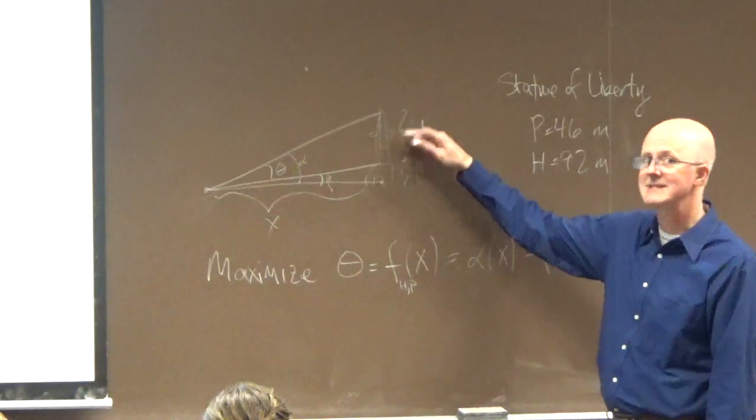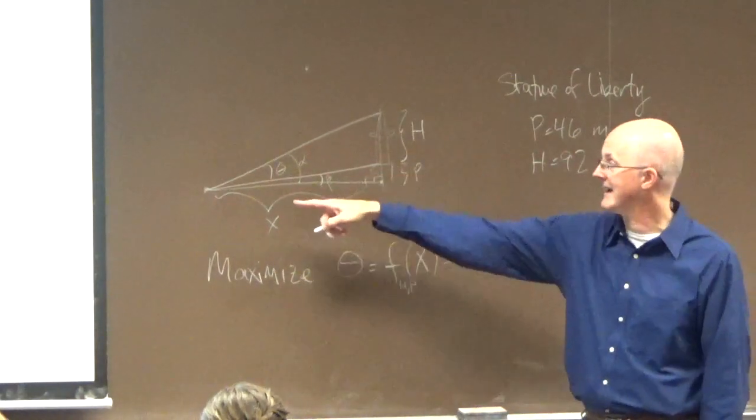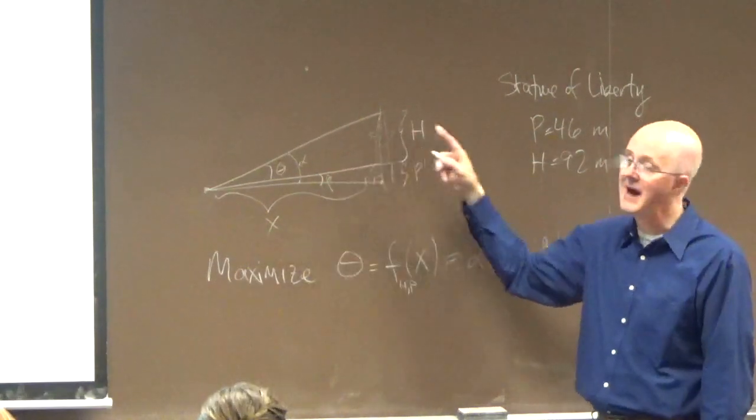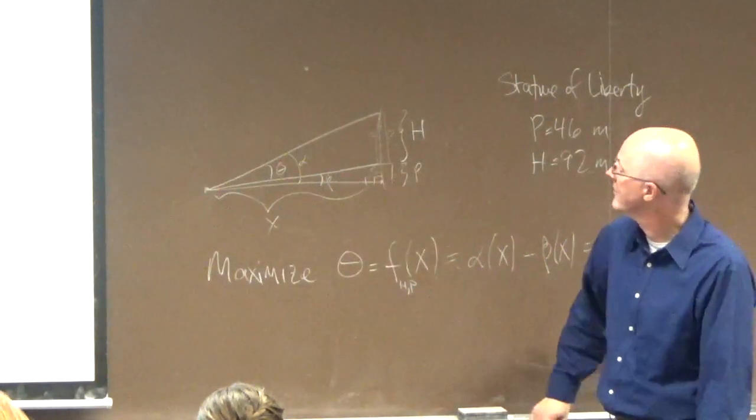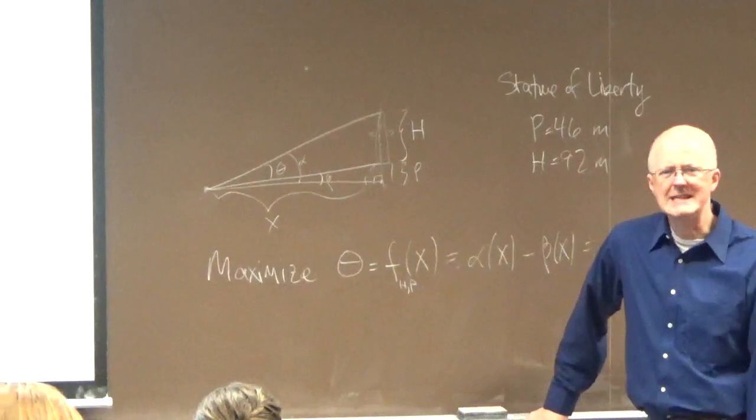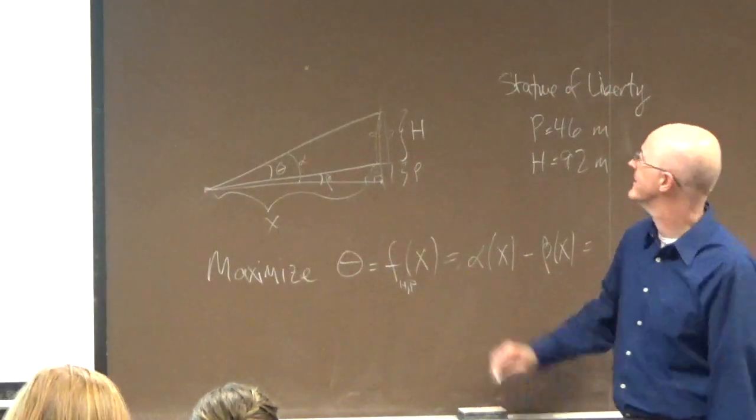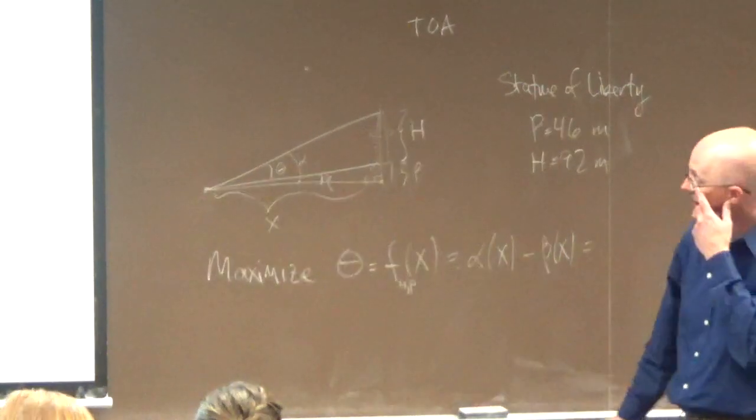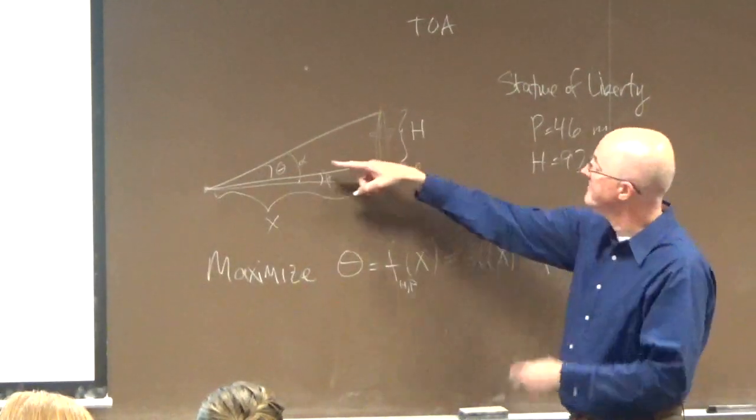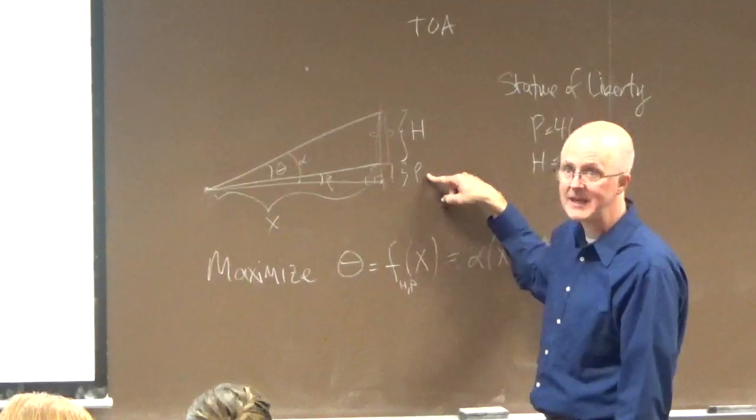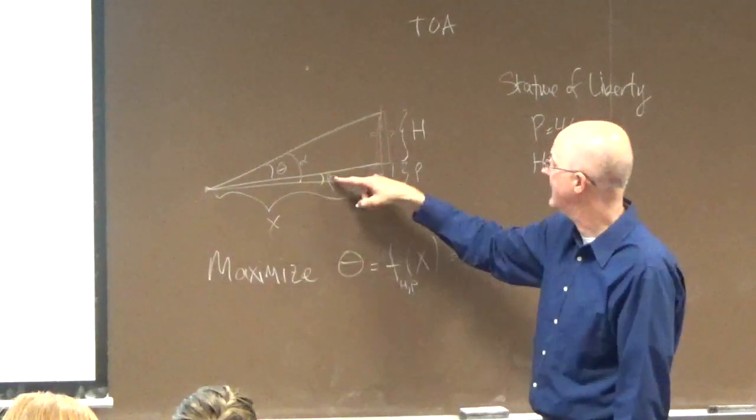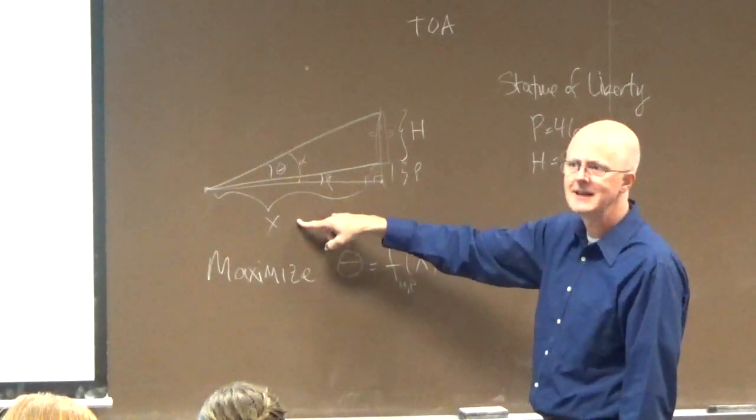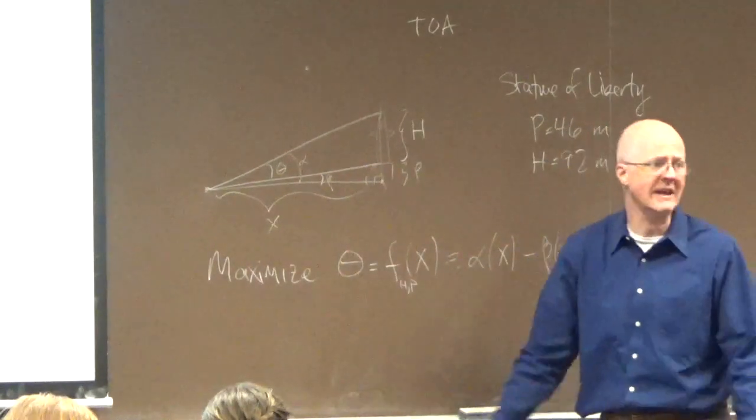I've got some opposite sides over there to the angle. I guess I have an adjacent side. I don't have the hypotenuse, though I could figure it out. It's probably easier to use tangent, though. TOA, right? Tangent is opposite over adjacent. So for alpha, the opposite side is h plus p, and the adjacent side is x. And for beta, the smaller triangle, the opposite side is p, and the adjacent side is x. And I'm solving for the angle, so I need to use the inverse tangent.